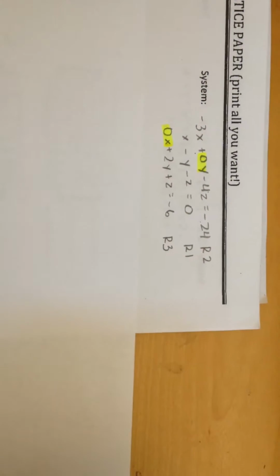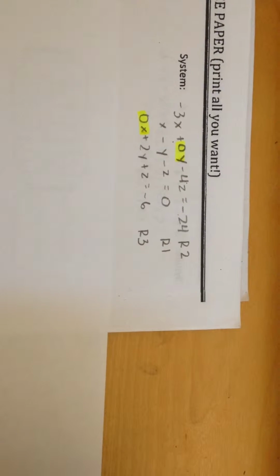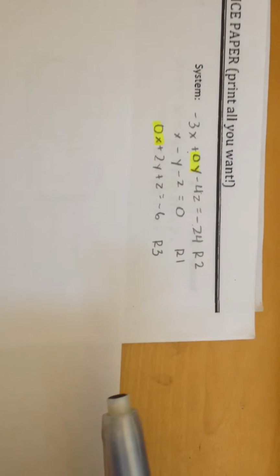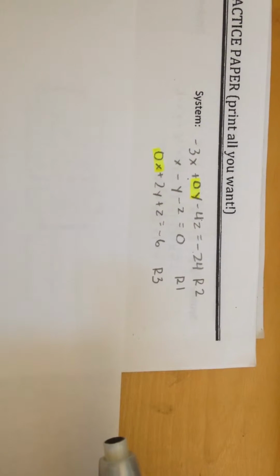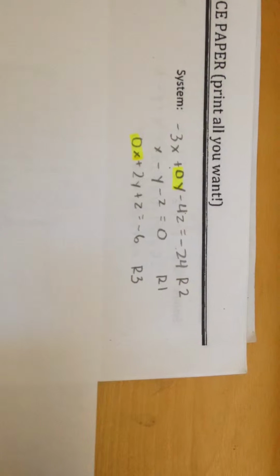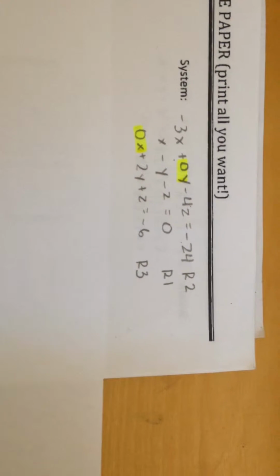My name is Sarah, and in this video we will be learning how to solve matrices with consistent independent solutions. So here's our system. Negative 3x plus 0y minus 4z equals negative 24, x minus y minus z equals 0, and 0x plus 2y plus z equals negative 6.